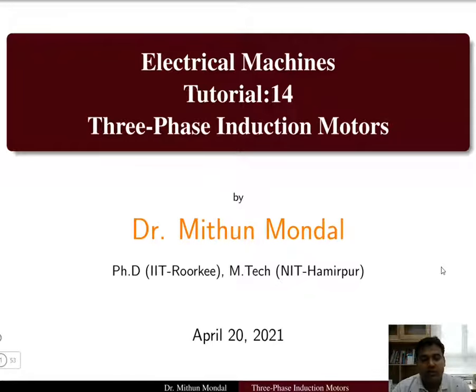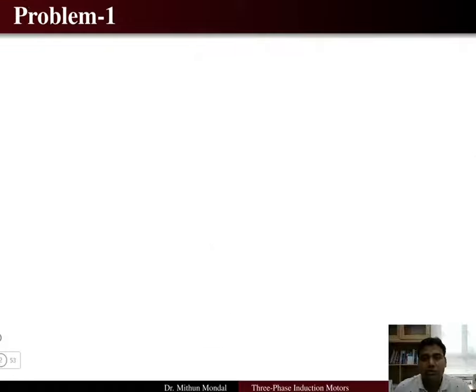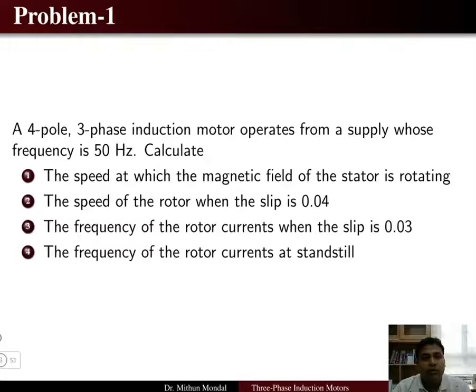So this is the first tutorial on induction motor, three-phase induction motor, tutorial 14, and we are going to solve a few questions on it. So problem number 1: a 4-pole three-phase induction motor operates from a supply whose frequency is 50 Hz. So the number of poles given is 4 and the frequency is 50 Hz. What is the speed at which the magnetic field of the stator is rotating? So basically we need to find the value of ns.